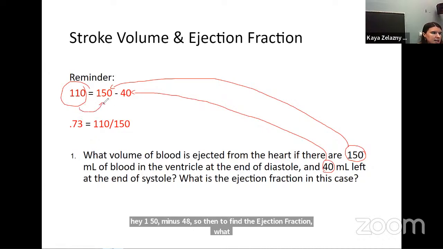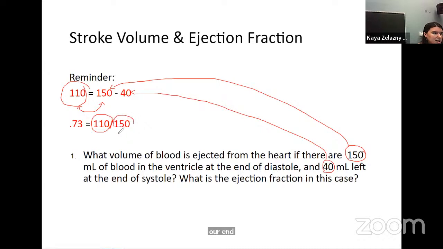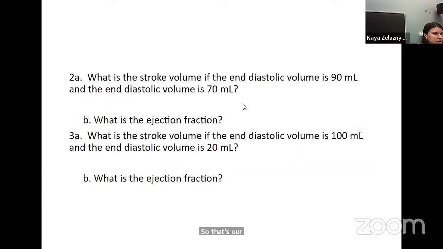To find the ejection fraction, we compare how much there was to begin with to how much we squeezed out, rather than what's left. So we divide the stroke volume, 110, by our end diastolic volume, the amount we had in the heart at the beginning. We got 0.73, or about 73%. So that's our ejection fraction. We'll do two more real quick.